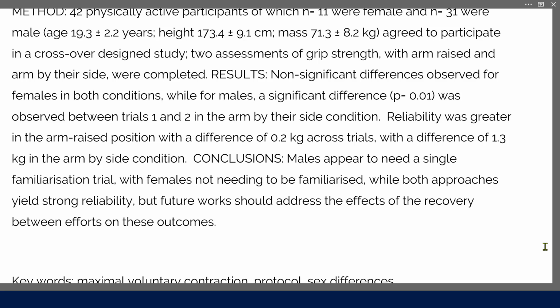And the final thing I would just say is this. Notice that this says conclusions, not conclusion. A conclusion would be a singular conclusion. Here, there is more than one conclusion. Males appear to need a single familiarization trial, conclusion 1. Females not needing to be familiarized, conclusion 2. While both approaches yield strong reliability, conclusion 3. Therefore, we have the plural of conclusion.